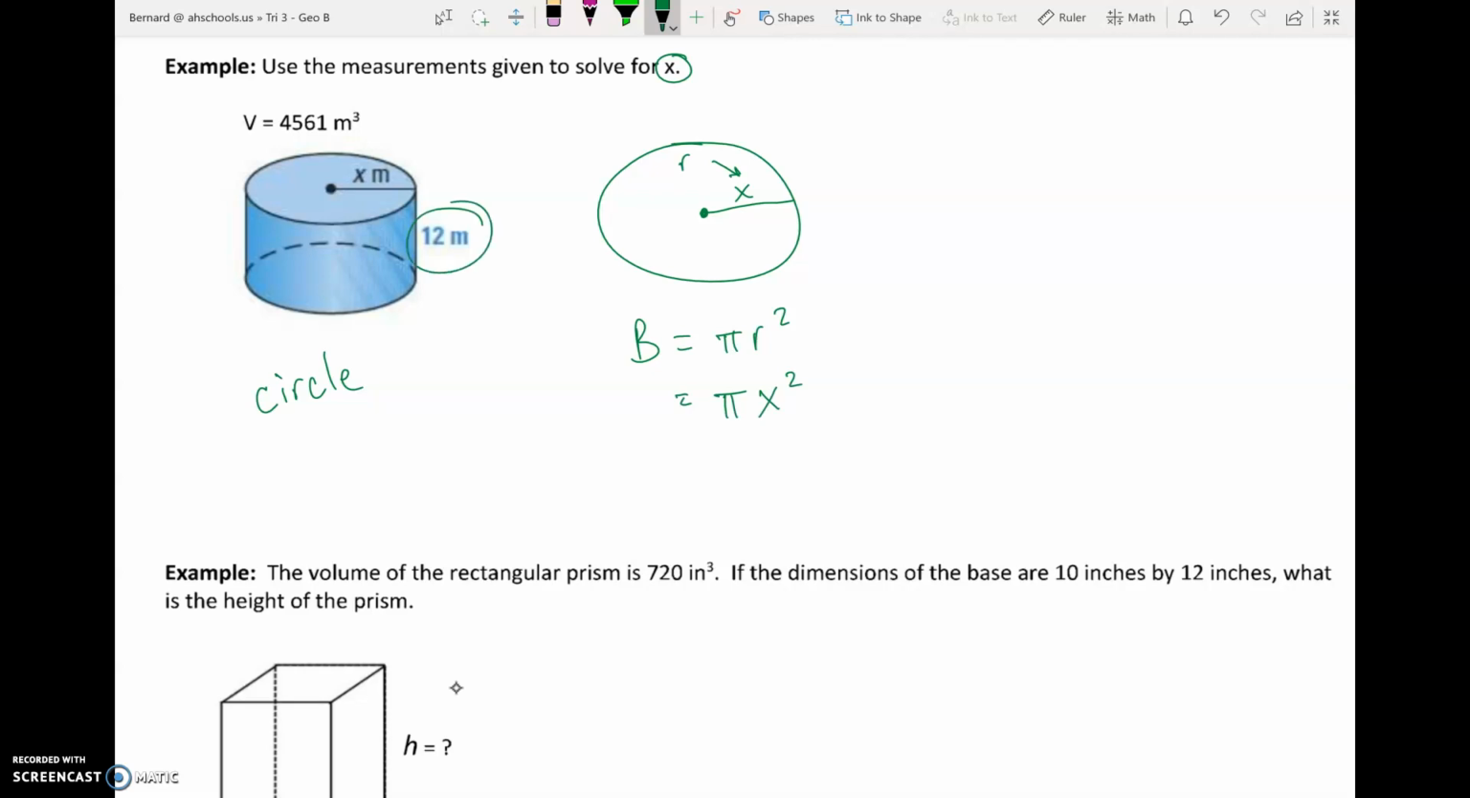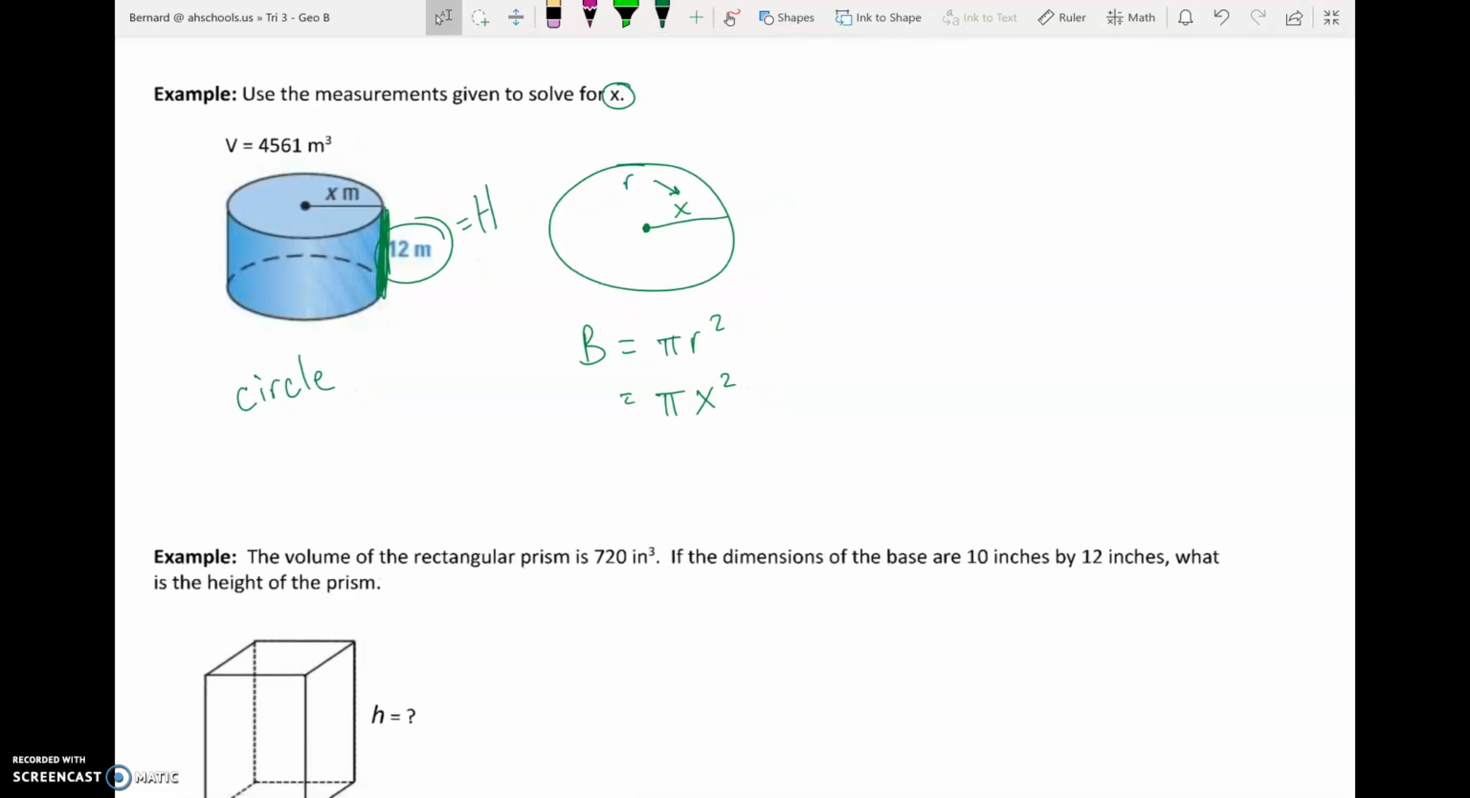Now, if you come over here and look at this 12, that is the distance connecting our top and our bottom circles. So that's our big H in our volume formula. And so now we can use all this information to solve for that x. It just takes a little bit of algebra to do it. So remember, volume equals big B times height.